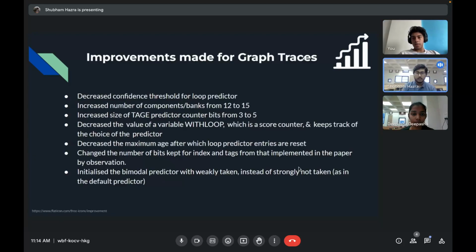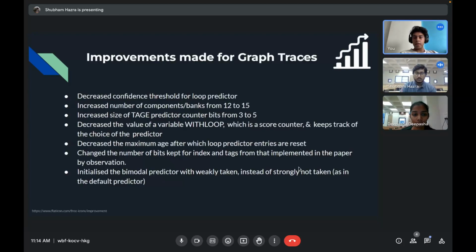Next, in the loop part, there was a variable called with loop, which decided whether to use the loop predictor or the TAGE predictor to make the prediction. So we decreased the value of the variable with loop, which again allowed for the loop predictor to be used much more than the TAGE predictor. This also gave us better accuracy. After this, we decreased the maximum age of the loop predictor, which means the entries in the loop predictor were refreshed more often. And this again improved our results.